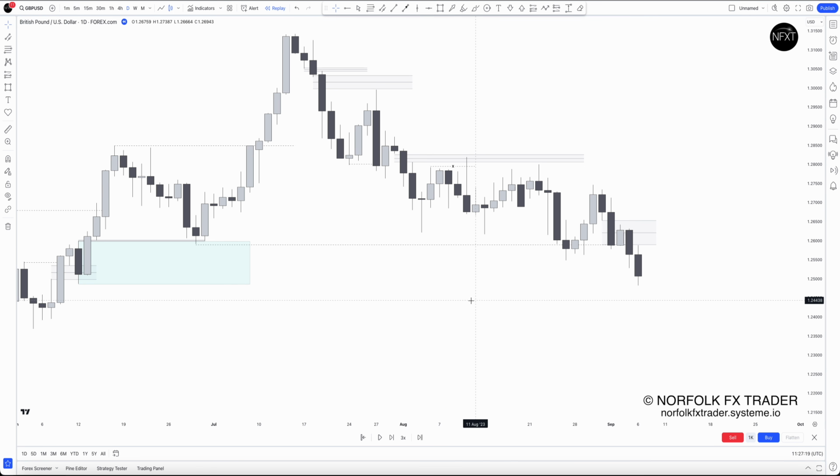Don't blindly go out there trying to pick up every single gap and trade it with that market direction, because very often they will reverse the market.